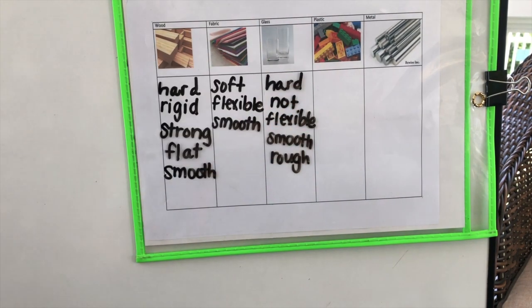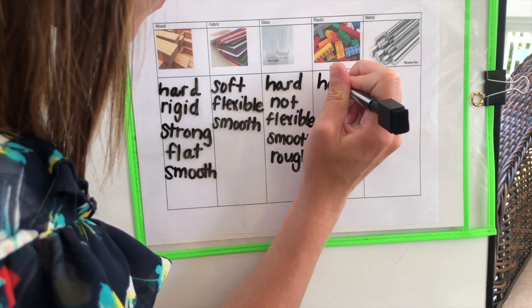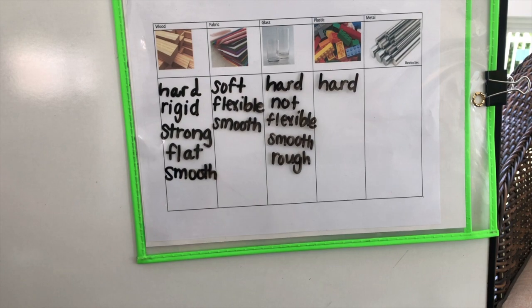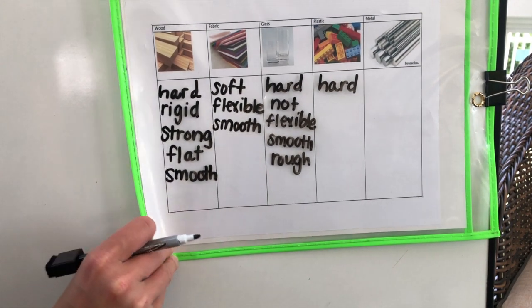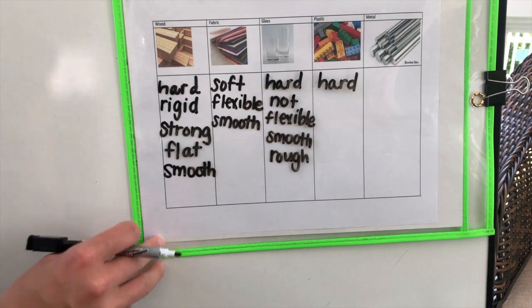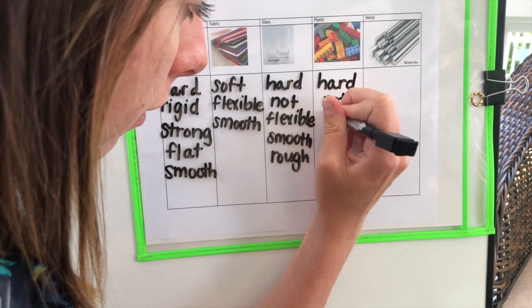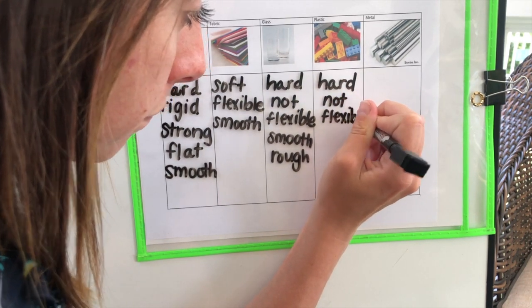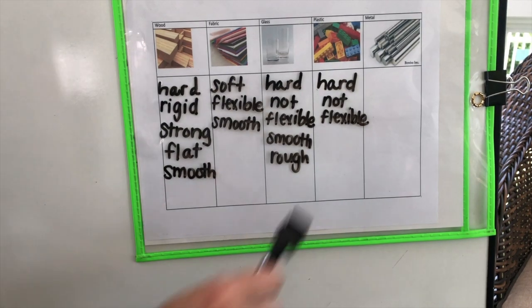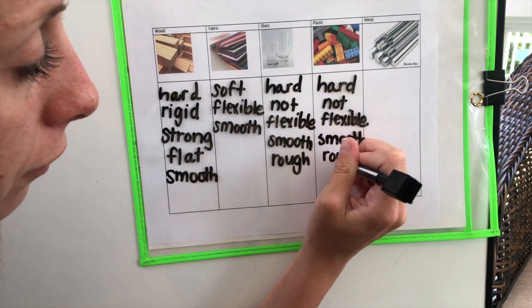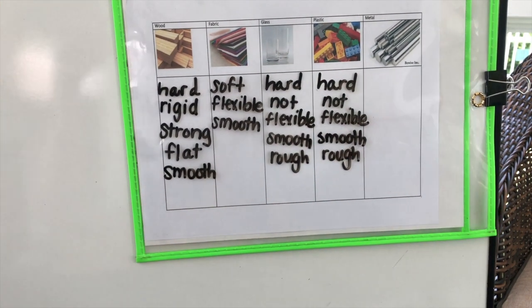Moving on to plastic. How would you guys describe plastic? Plastic is hard. It's not soft. It's also not really flexible. I mean, it depends on the type of plastic, right? Like this plastic sheet that I'm using to write on. This is flexible, but Lego pieces are not. So we'll just go ahead and describe the Lego pieces, not flexible. Plastic can be smooth and rough too. So we'll write smooth and rough. Any other way you guys would describe plastic?